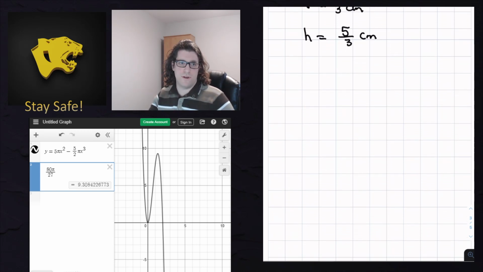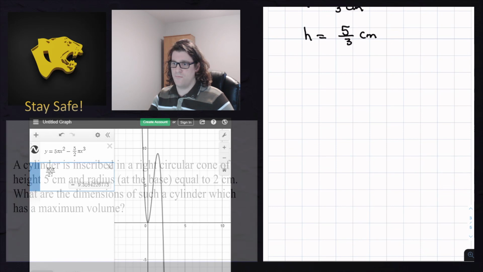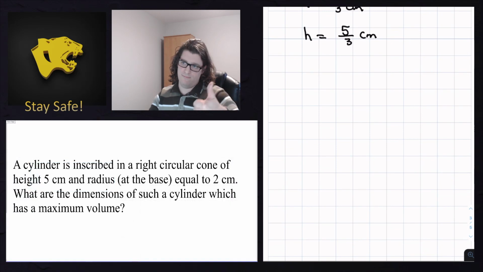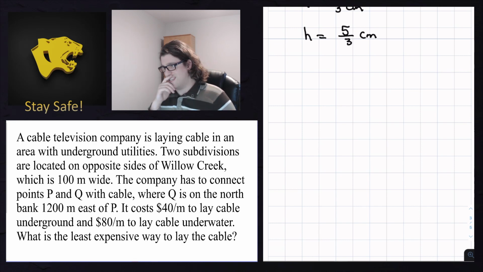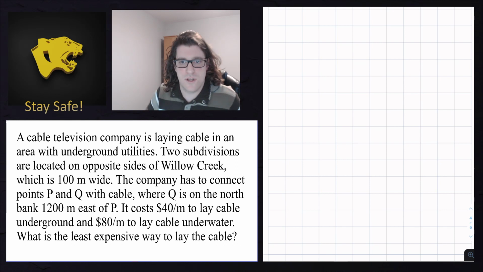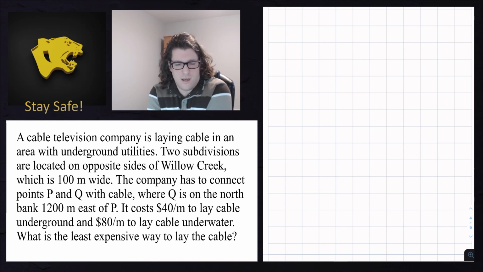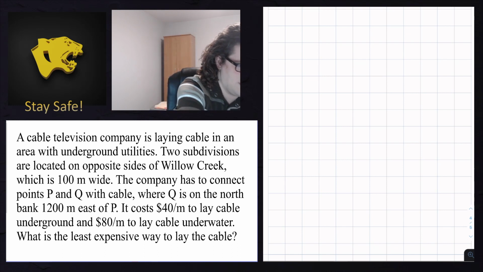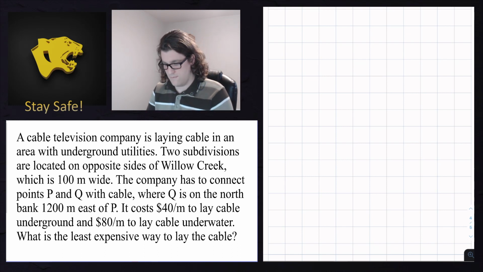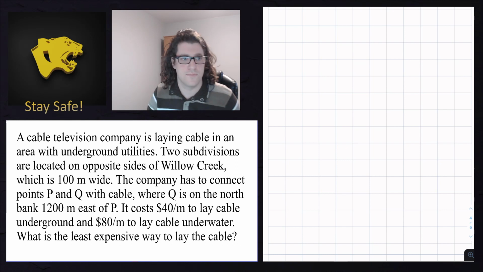So one down, one to go in terms of what I'm going to show you here. All right, so cylinder inscribed into a right circular cone. Next up, a cable TV company is going to be laying cable in an area with underground utilities. I'm pretty sure because of the big numbers here, I'm going to need a calculator. Oh, I have one. I actually didn't know I had a calculator sitting around. So that's good. All right.